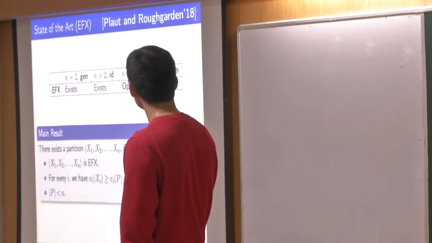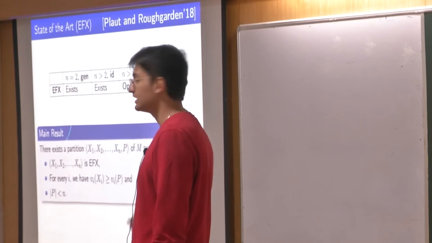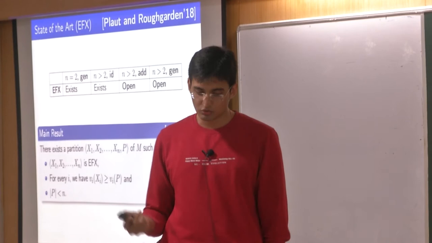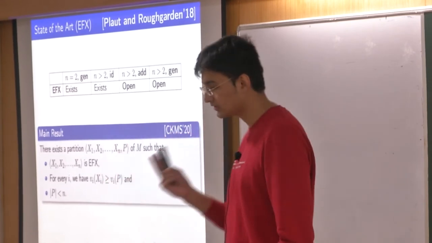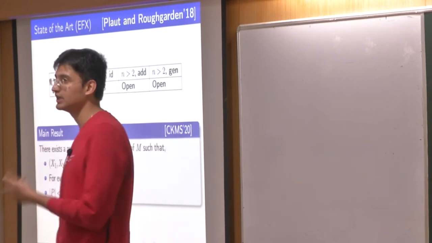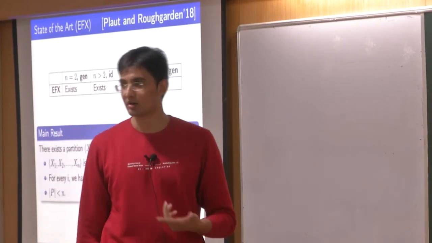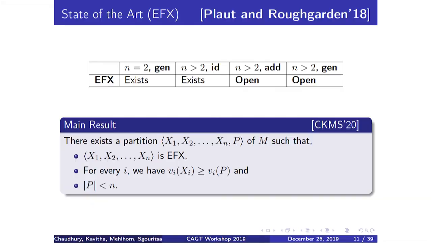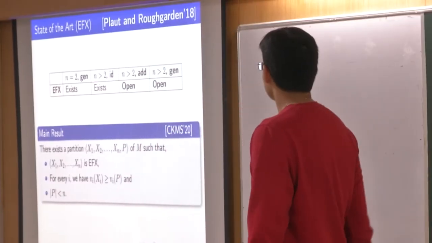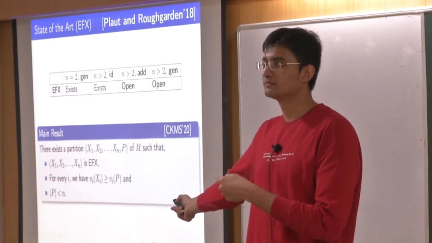So in particular, if you look at the three-agent case, for general valuations, if I can keep two not so very valuable goods unallocated, then I can always guarantee EFX. It's a corollary of the main result. For the majority of the rest of the talk, I would actually prove this main result, and then some more consequences of it. Any questions up to now?